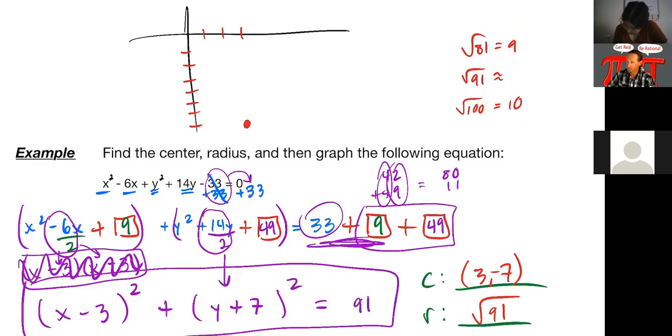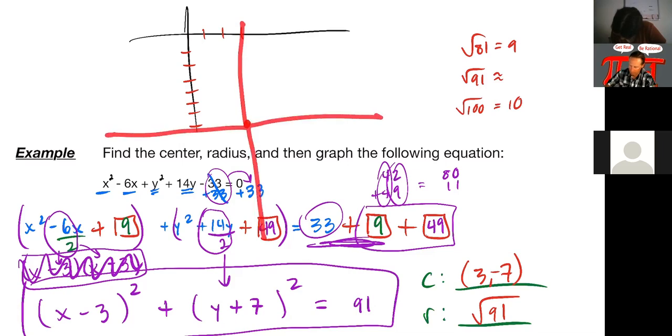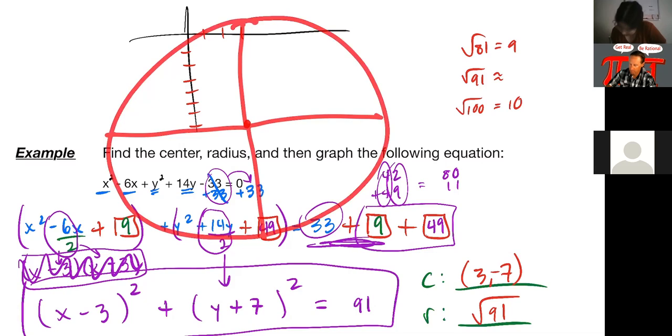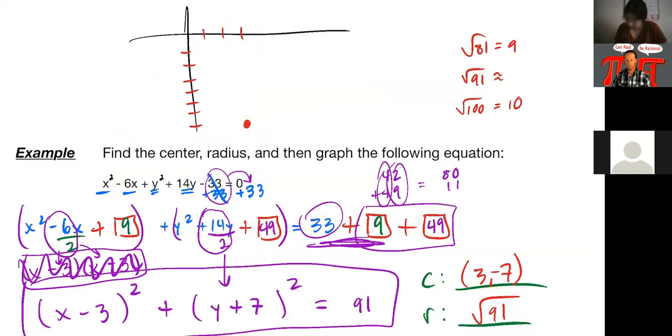In what directions? All directions. Now, it's hard to go all directions. I'm not going to measure this out to be that 9.5-ish. But I can go about 9.5 here, 9.5 here, 9.5 here, 9.5 here, and then draw my graph. Okay, so just keep that in mind. When we do graph these things, we will go up, down, left, and right, whatever that radius is. Cool?